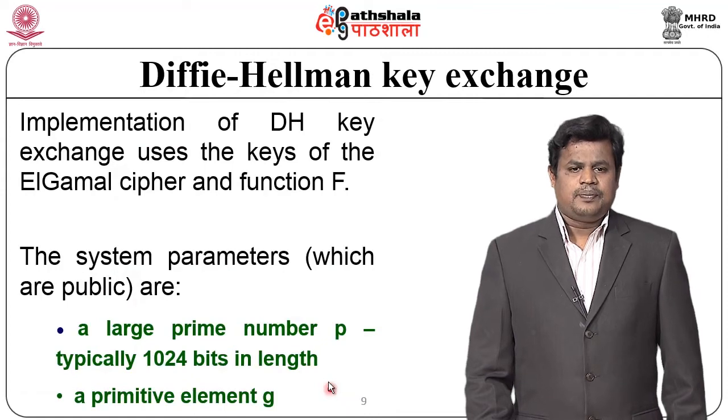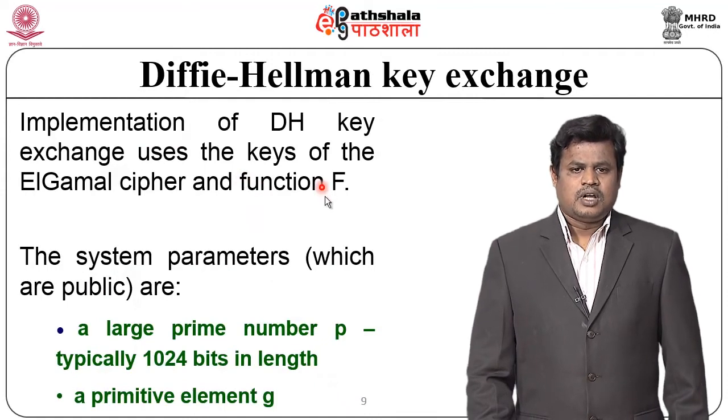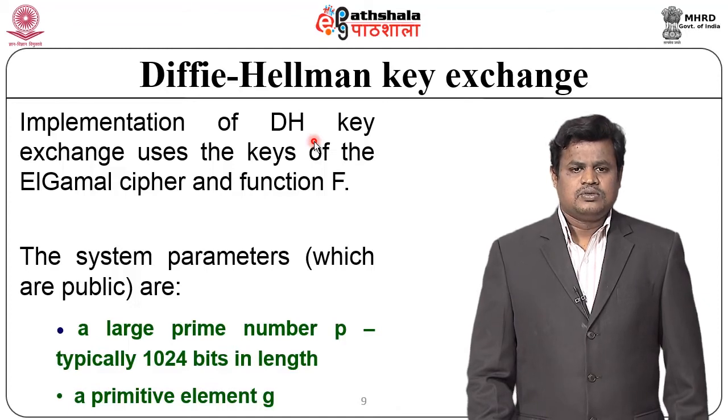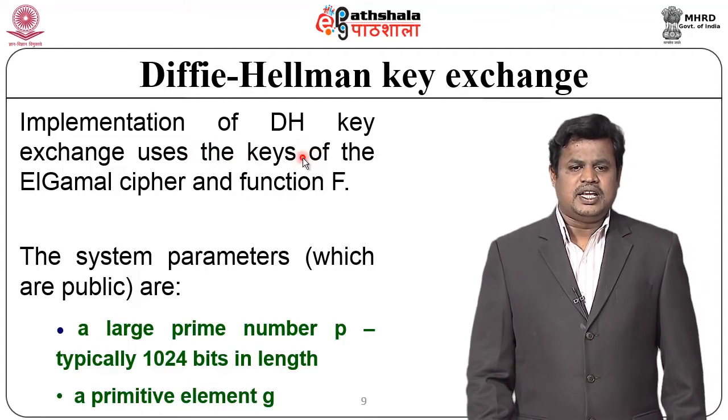So, now we are going to see how this function is decided, and also what the parameters are which are given as input for generating their public and secret information. So, we are looking at the implementation of Diffie-Hellman key exchange using the keys of the Elgamal cipher and the function f. So, we know very well in Elgamal there will be two ciphertexts C1 and C2. From E1 and E2 they generate C1 and C2.